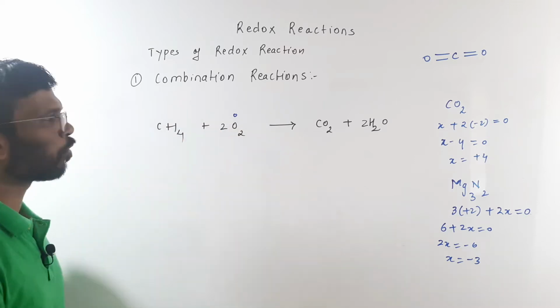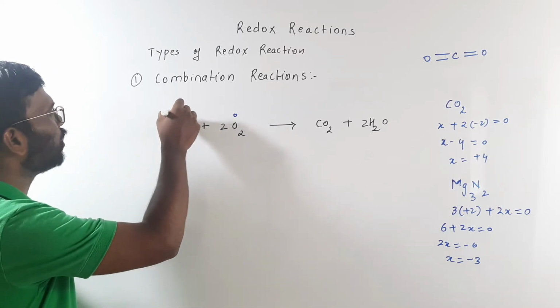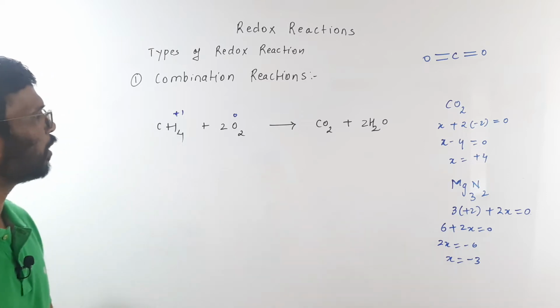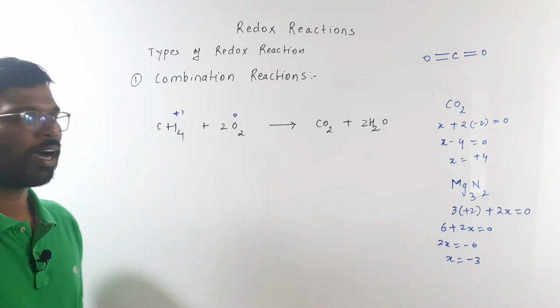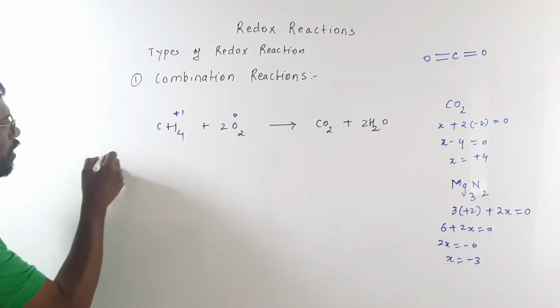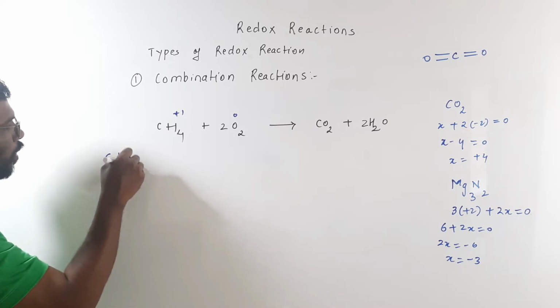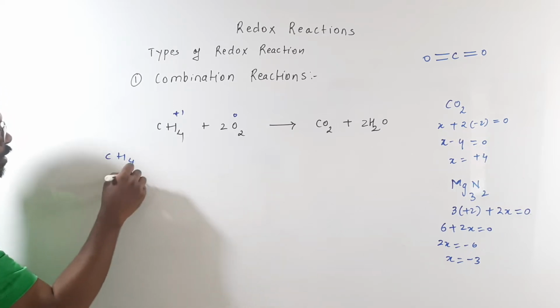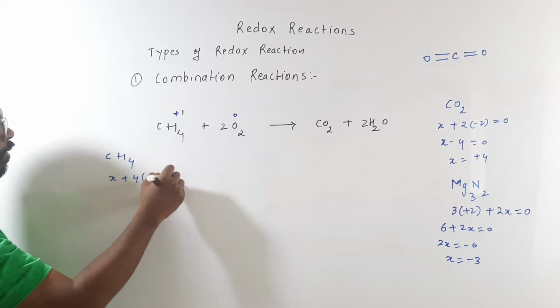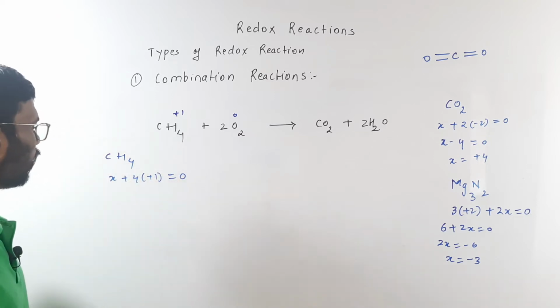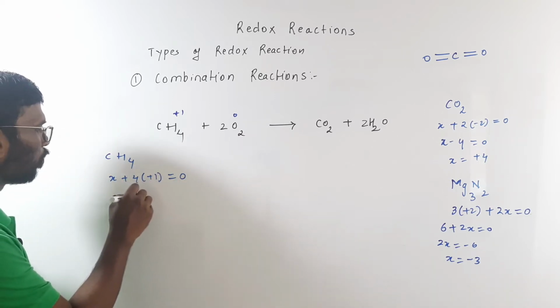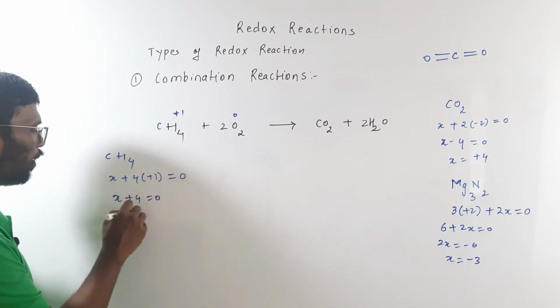So it is more electropositive than carbon. So hydrogen is in +1. If hydrogen is in +1, what would be carbon's oxidation state over here? We can solve this for CH4. I am putting carbon to be X, plus 4 into +1, that is, X = -4.